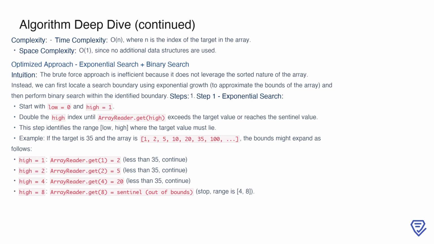For example, if the target is 35 and the array is 1, 2, 5, 10, 20, 35, 100, we would expand the bounds as follows. At high equals 1, the value is 2, which is less than 35, so we continue. At high equals 2, the value is 5, so we continue doubling. At high equals 4, the value is 20, and we double again. Finally, at high equals 8, we encounter the sentinel value, so we stop. This process gives us a range, such as [4, 8], where the target must lie.